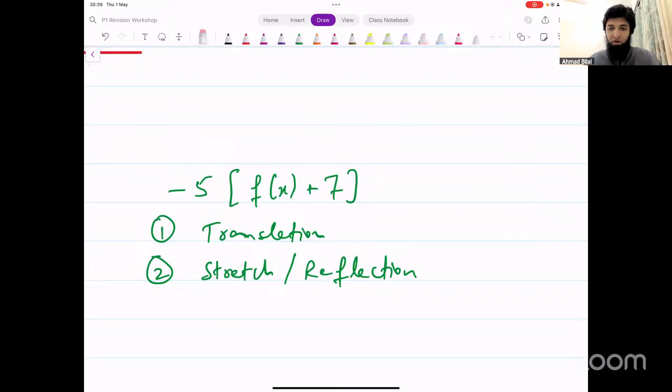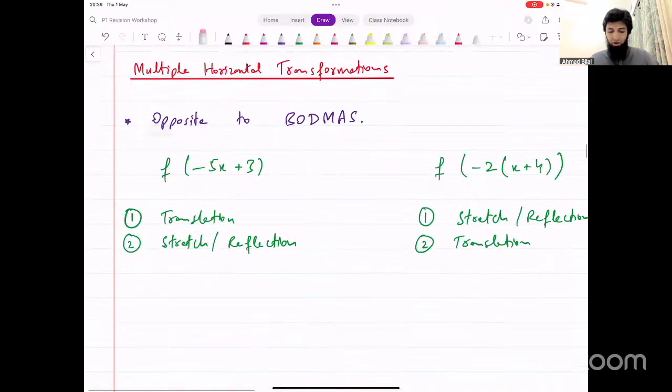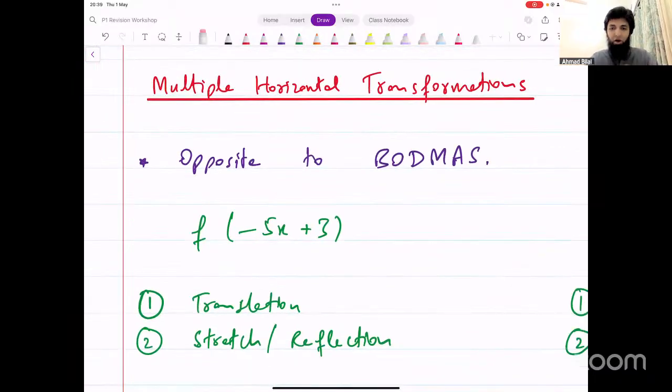In horizontal transformations, however, it becomes a bit more confusing. In horizontal transformations, you have to do the opposite of BODMAS. Whatever BODMAS says, you do the opposite of that. In horizontal transformations, you do the opposite of BODMAS.